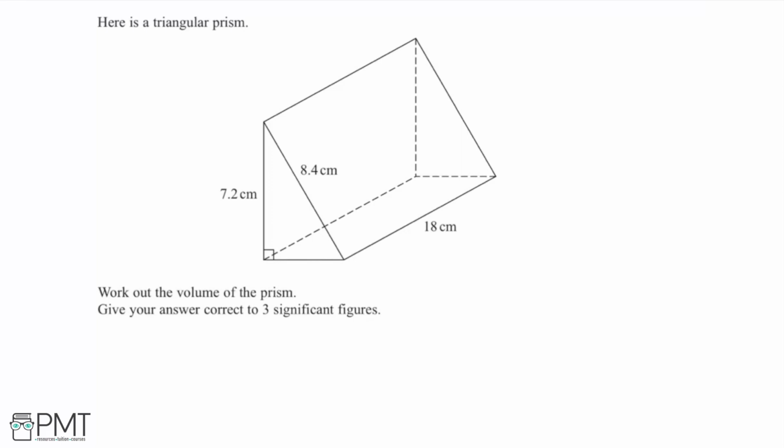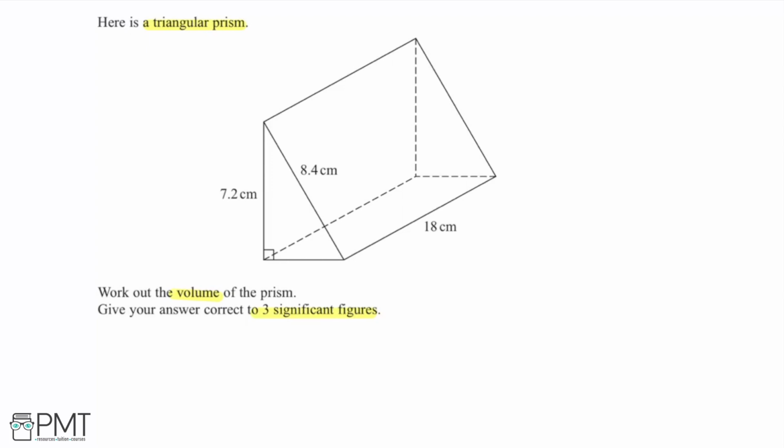So here we have a triangular prism, and we're given a diagram of this prism below. And we're asked to work out its volume, giving our answer correct to 3 significant figures. Now if I have a look at the diagram, we have the front face of this prism, which is a right-angled triangle here. And then we have the length or depth of the prism, which is this line, which is 18 centimetres.